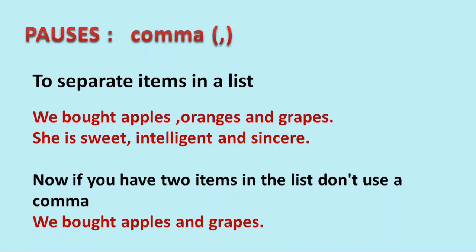Let us see how the comma is used. To separate items in a list: We bought apples, oranges and grapes. She is sweet, intelligent and sincere. There are three items in a list separated by a comma. So, when we read these sentences, we naturally give a brief pause after each item in the list. Apples, oranges and grapes. So, the comma is used to show these pauses. Now, if you have only two items in the list, don't use a comma. We bought apples and grapes.